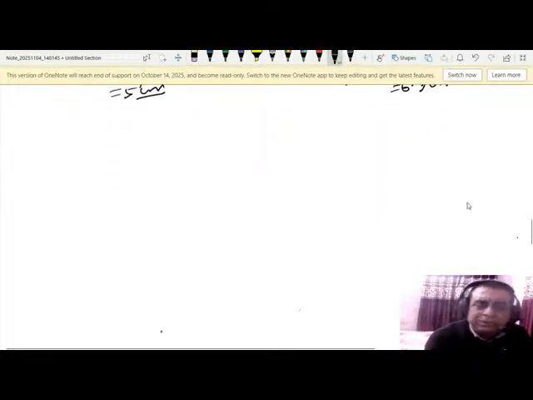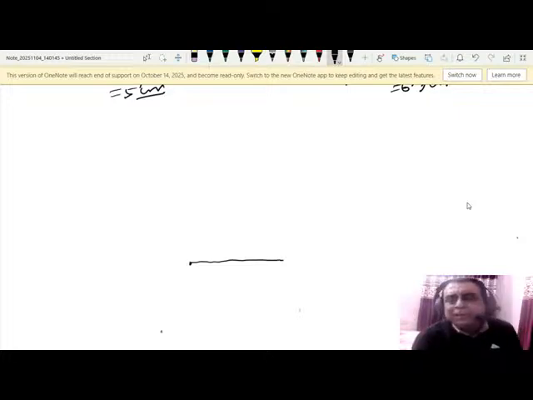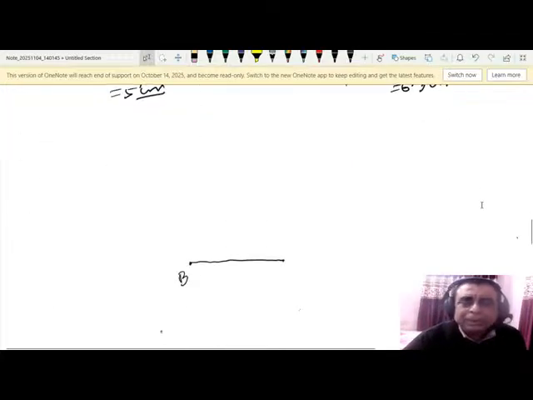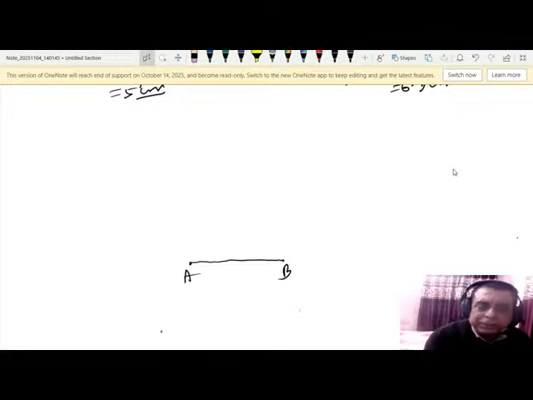So now we are drawing the figure on the paper. Here you mark a point and draw a line with the scale. I am drawing freehand just to explain to you. Sorry, AB. So mark this point A, and this point B, and this length is 5 centimeters.